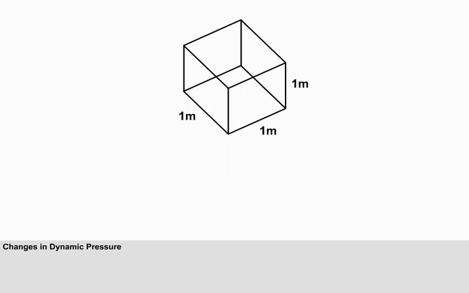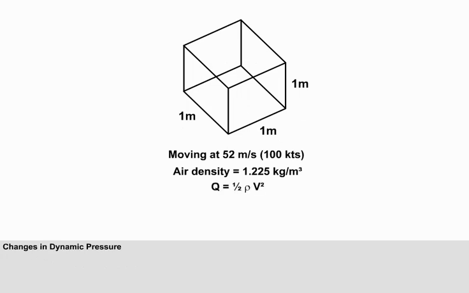Let us consider an airflow of 100 knots, which is 52 meters per second, at ISA density of 1.225 kilos per cubic meter. Dynamic pressure is half ρv squared. That is 0.5 times 1.225 times 52 times 52, which equals 1,656 newtons per square meter, or 16.56 hectopascals.